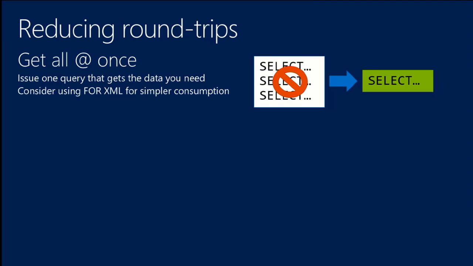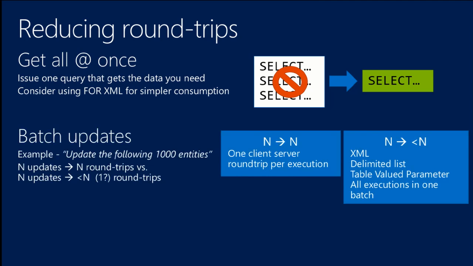So this is for getting the data. The other thing is if you want to actually make updates to your system. Here as well, you can batch those updates in certain ways. An example here is, I want to update 1,000 records. Rather than doing 1,000 round trips, executing one update statement at a time, ideally you would only do one and just send the whole batch.